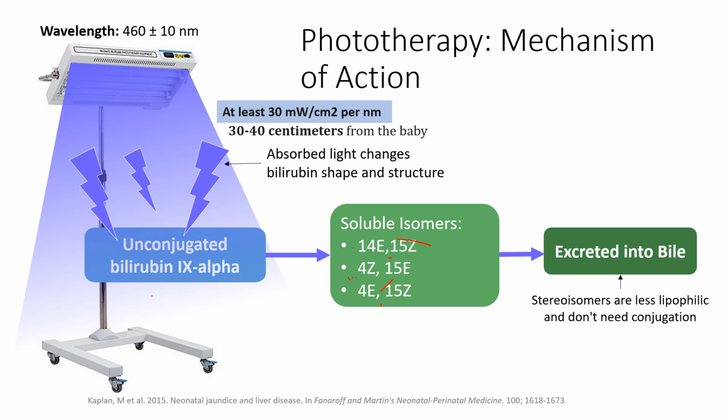How far should the phototherapy be from the baby? It should be around 30 to 40 centimeters from the baby. You can also read it on the phototherapy machine itself. It mentions the distance from the baby is around 30 centimeters, at least 30 milliwatt per centimeter squared, and it measures how many hours. From the manufacturer, when you turn it on, it will count the hours, and every machine has different hours. Hopefully it's clear.